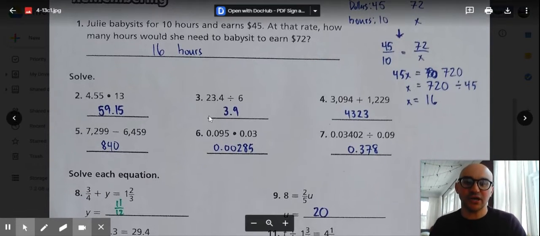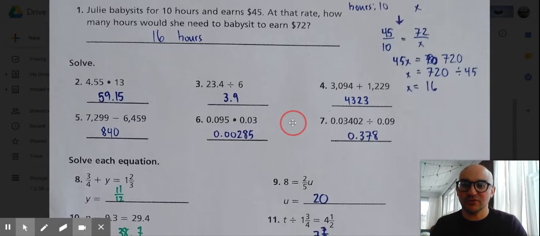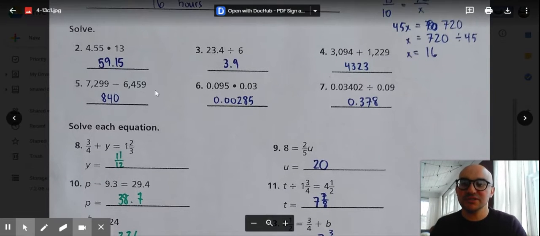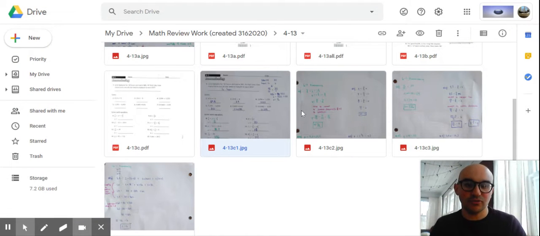I'm going to let you guys just check your work on numbers 2 through 7. Feel free to use a calculator. We're working from home, guys. Don't get too worked up on these types of problems. And then for problems 8 through 15, I'm going to show you my work on a notebook paper here.